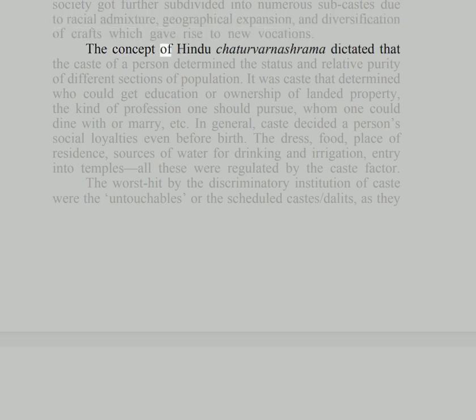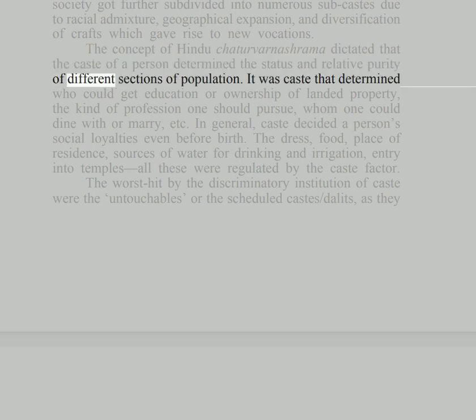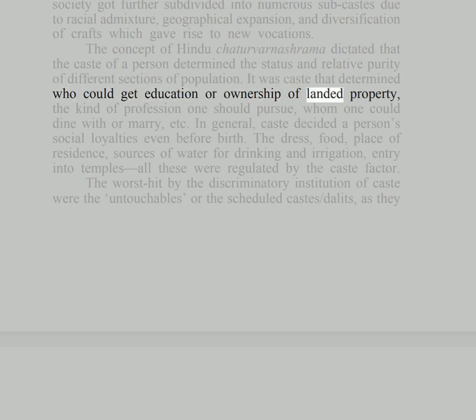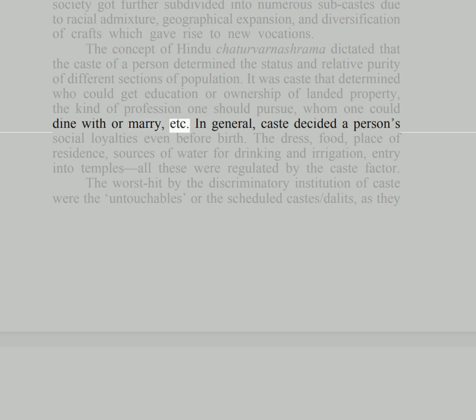The concept of Hindu Chaturvarnashrama dictated that the caste of a person determined the status and relative purity of different sections of population. It was caste that determined who could get education or ownership of landed property, the kind of profession one should pursue, whom one could dine with or marry, etc. In general, caste decided a person's social loyalties even before birth.